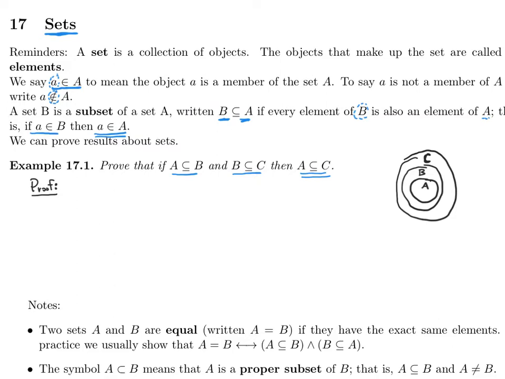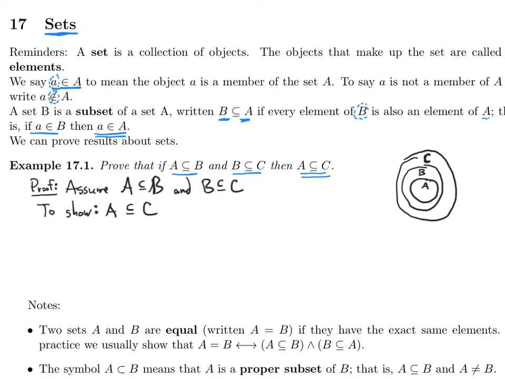Now let's prove this formally. So we're going to assume the if part is true. So assume that A is a subset of B, and B is a subset of C. And what we want to show is that A is a subset of C. So what we need to do is, remember, this is an if-then statement in disguise. If an element is in A, then it's also in C. So we have to show that that is true.